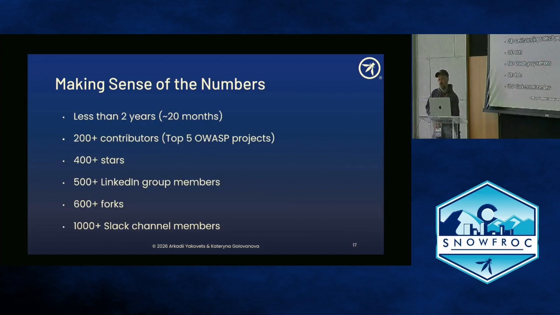So this is kind of a high level overview of what we've done in 20 months. We've got more than 200 unique contributors, which, believe it or not, makes us top 5 within the entire OWASP projects. And 400 stars, 500 LinkedIn group members, more than 600 forks, and something about 1,000 members in our Slack channel.